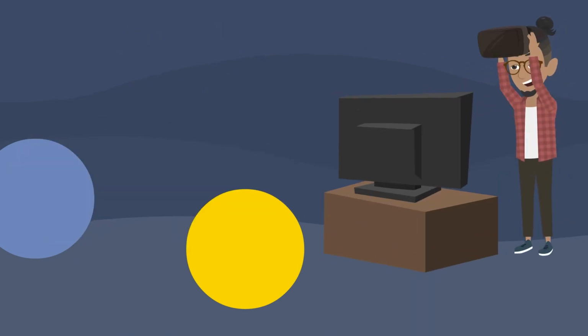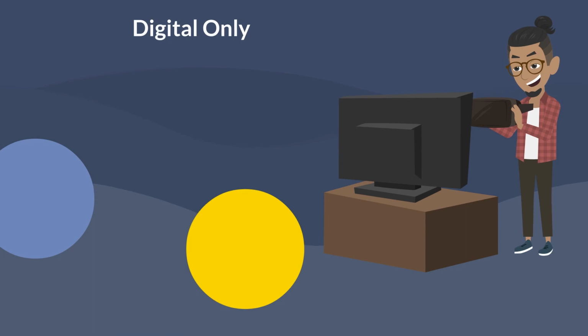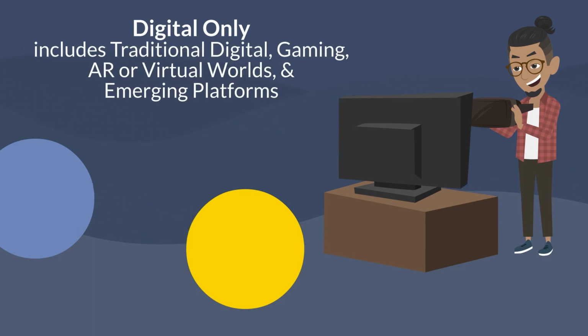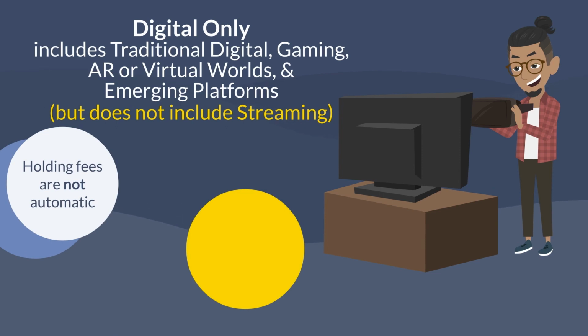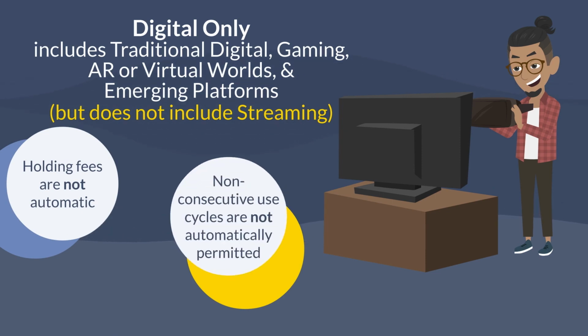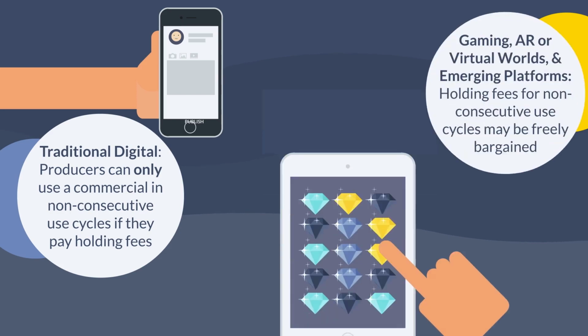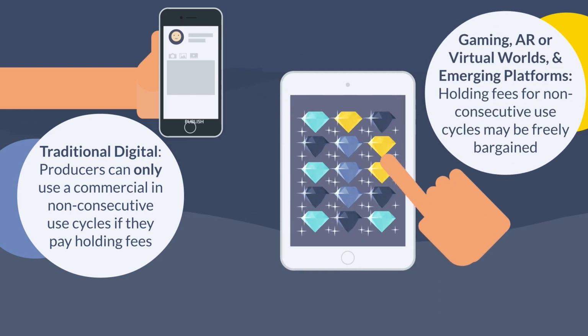For commercials that fall under the digital-only side of the contract, which includes traditional digital and gaming, augmented reality or AR, virtual worlds, and emerging platforms, but not streaming, holding fees are not automatic. As a result, non-consecutive use cycles are not automatically permitted. For traditional digital, producers can only use a commercial in non-consecutive use cycles if they pay holding fees. For gaming, AR or virtual worlds, and emerging platforms, holding fees for non-consecutive use cycles may be freely bargained.